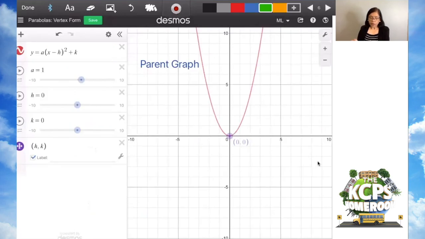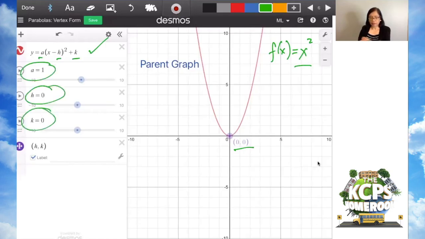Okay. We will start with our parent graph. Again, this is a parabola. So if we have our f of x is equal to x squared, this is a parabola with vertex at the origin, whose coordinates are 0, 0. And notice here on the left side, I use the Desmos graphing calculator. So this is now our original graph, x squared. So you now have a, h, and k here. Our value for a is 1, h is 0, k is 0. So we are going to change the values of a, h, and k and figure out what transformation occurs.